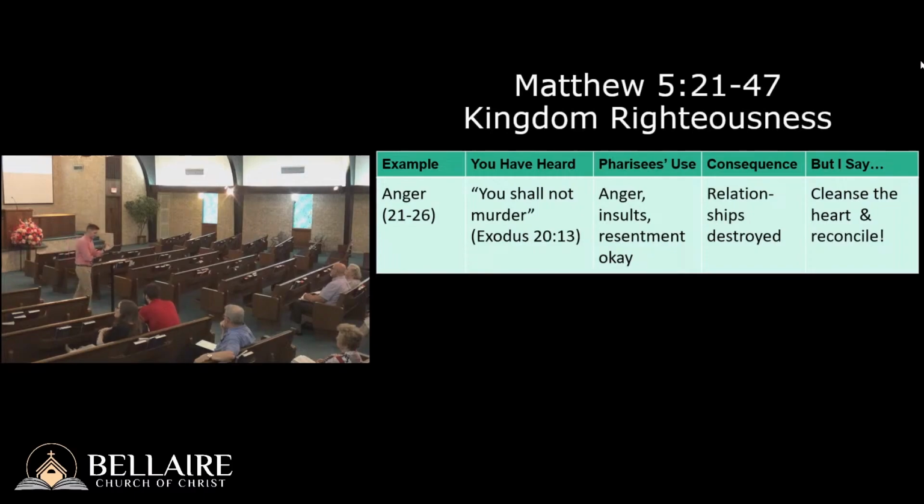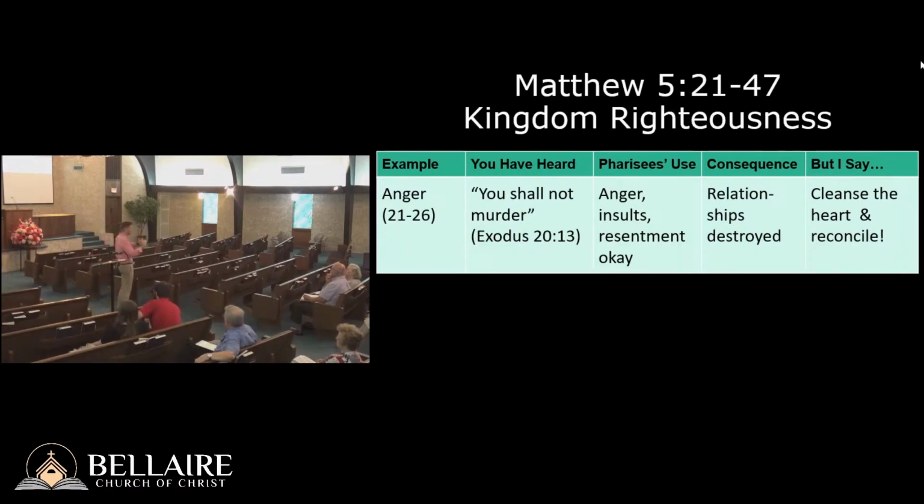Anger is the first example, 21 to 26, right? What's the command? Exodus 20, verse 13. You shall not commit murder. It's one of the 10 commandments. Okay, we got that. What were the Pharisees doing with that? Well, we're obviously inferring from Jesus' teaching, but notice how Jesus is intent to say, right, simply not murdering isn't enough. It seems like the Pharisees had used this.